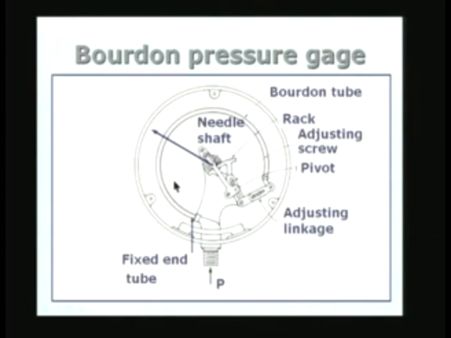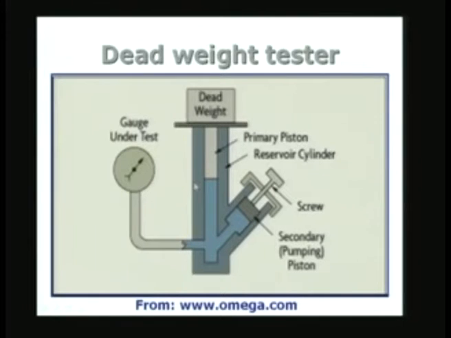The calibration can be done by using what is called a dead weight tester. It is a very simple instrument. What we have in the dead weight tester is a fluid, in this case oil, which is in this cylinder, and the oil can be pressurized by using a screw, as is shown here.